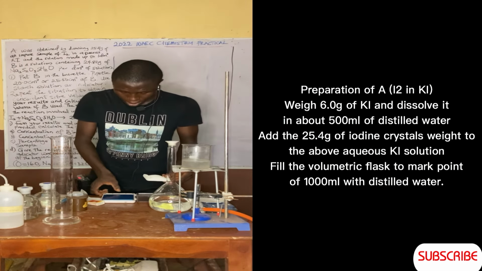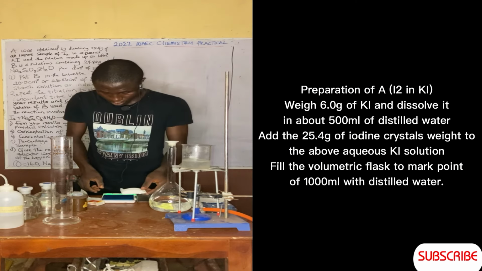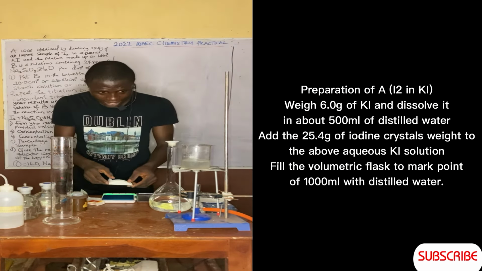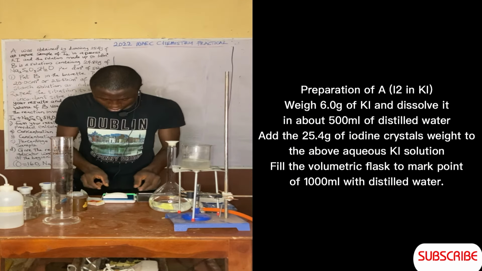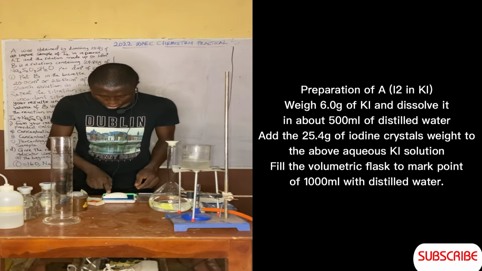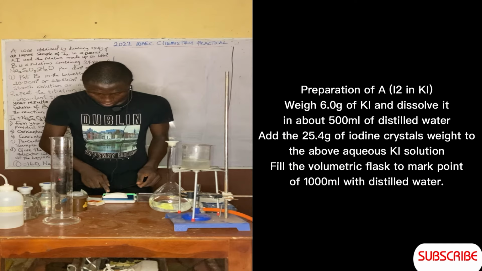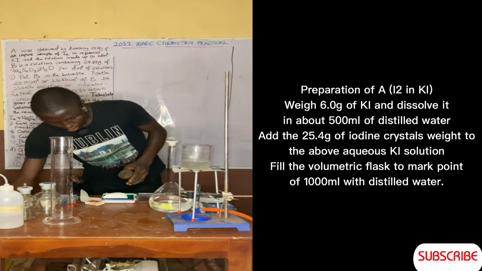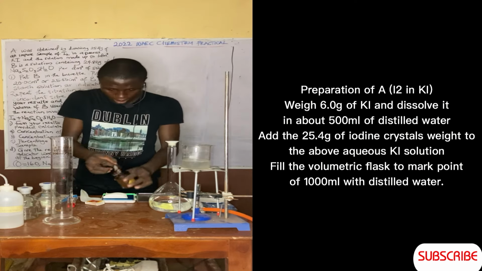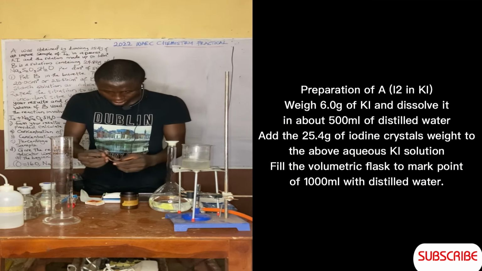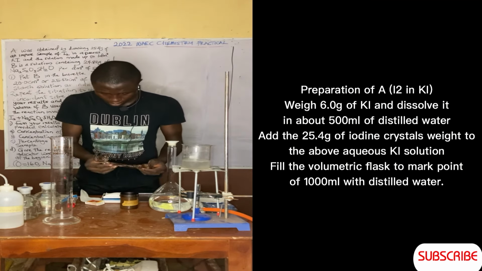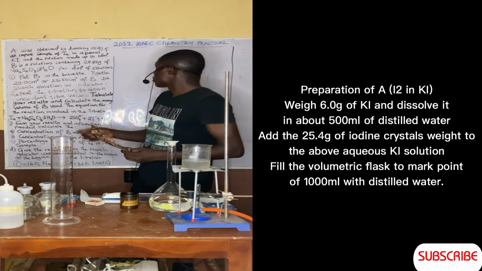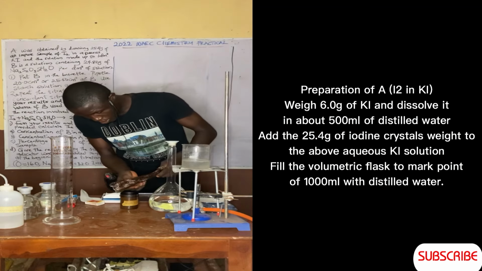So now let me hold my filter paper. I want my weighing balance. Then let's put this on it, then set it to 0. So this is 0 now. Let's weigh our iodine. You have to be careful here. Iodine to about 25 point.